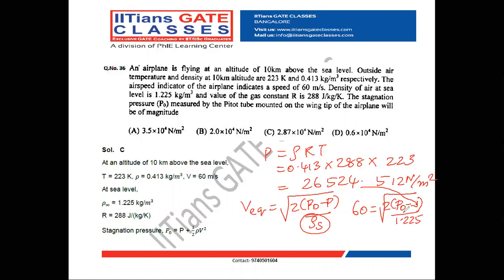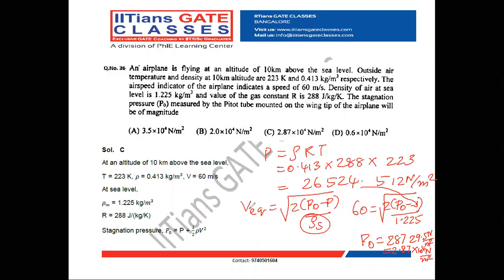If you rearrange this, we get P naught equal to 28729.5 Newton per meter square. That is nothing but 2.87 into 10 power 4 Newton per meter square, so option C is the correct answer.